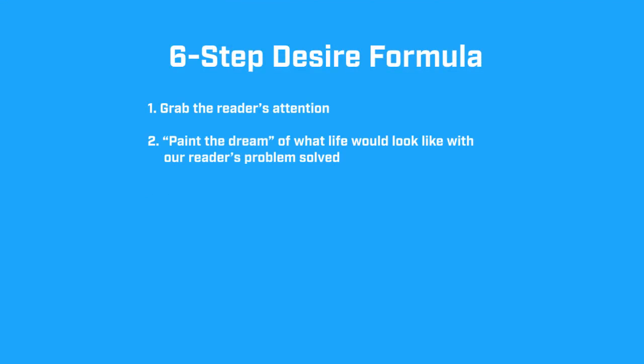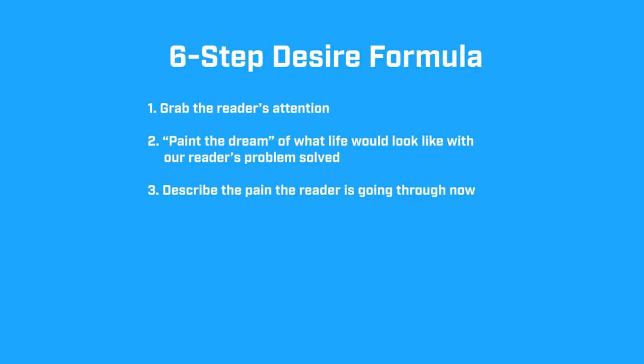So the next thing our copywriter does is write a full first draft of the entire sales page, starting with the first half. Now he has 6 things he needs to do in this section. And not surprisingly, we call it the 6-step desire formula. Step 1, grab the reader's attention. Step 2, paint the dream of what life would look like with our reader's problem solved.